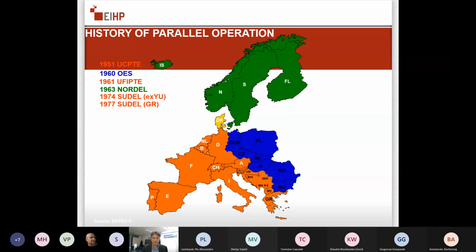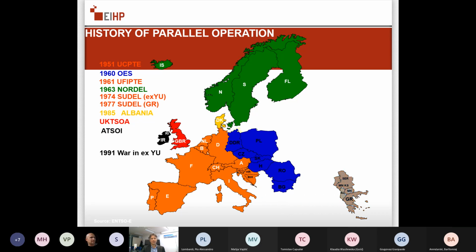In 77, Greece also became part of UCPTE. So these 2 or 3 blocks were operating just 40 years ago completely separated, completely isolated from each other, and there were no opportunities at all to exchange electricity between them. In 1985, Albania was connected but not a full member, and at the same time, the UK area was also formed as a TSO association. And then a war in ex-Yugoslavia in 1991 resulted in the demolition of several transformer stations, which resulted in the disconnection of part of the region to island operation, actually completely separated from the rest of the world.